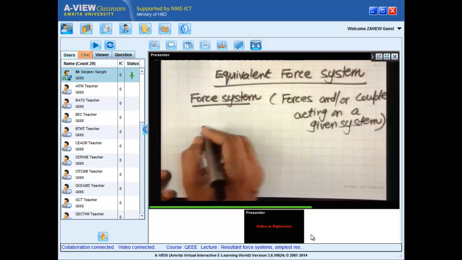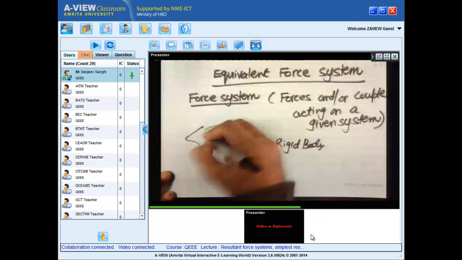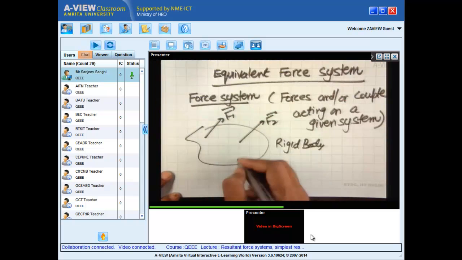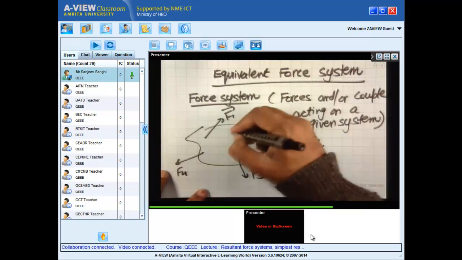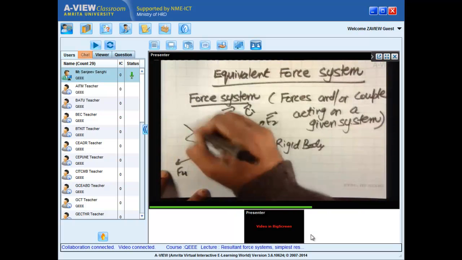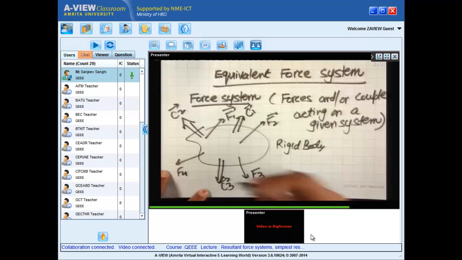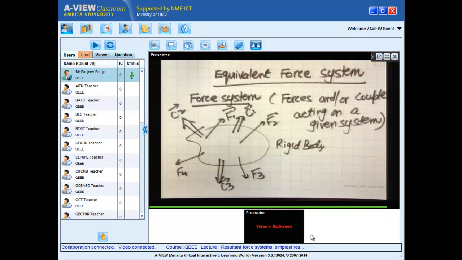So for example, let us say I have a rigid body, and on the rigid body I have a force F1, a force F2, a force F3, a force F4, and then I have couple C1, couple C2, couple C3, etc. As I discussed in the last class, while both force and couples are vectors, because the couple has only a turning effect, we represent it either by a double arrow vector as shown here or by a curved arrow.